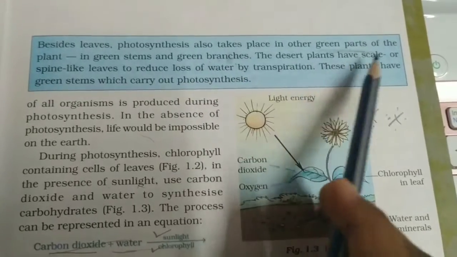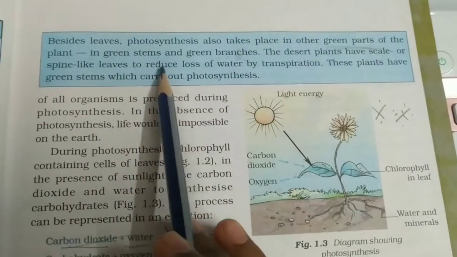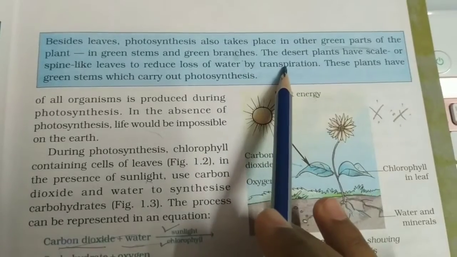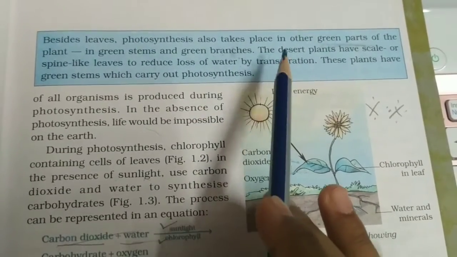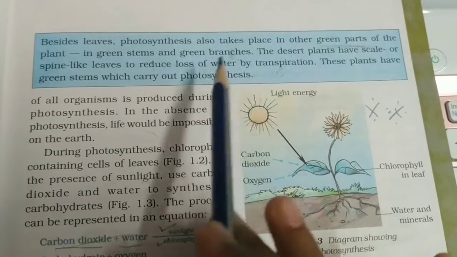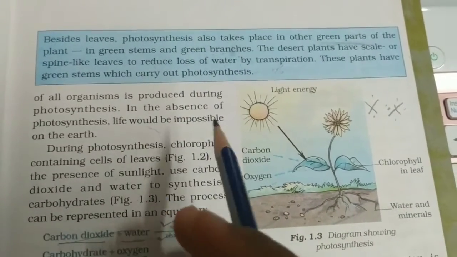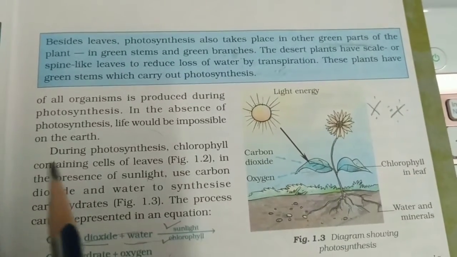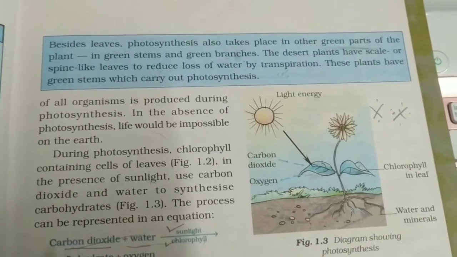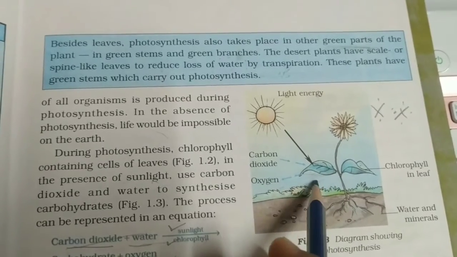The desert plants have scale or spine-like leaves to reduce loss of water by transpiration. Do you know what transpiration is? It is the loss of water through the pores of the stomata. The excess water goes out through the pores of the stomata in the form of water vapor.